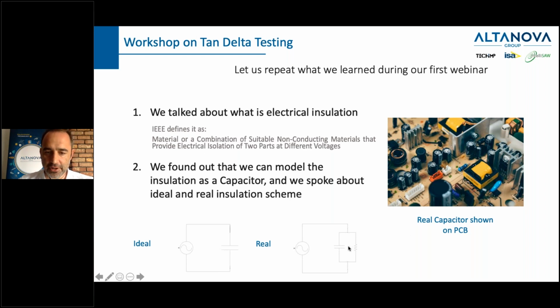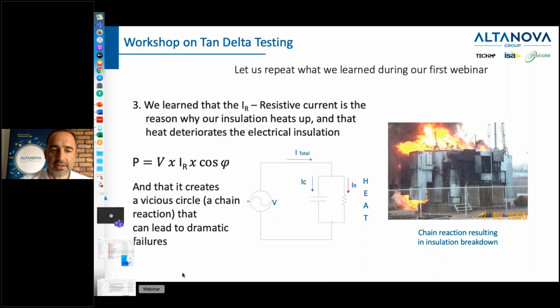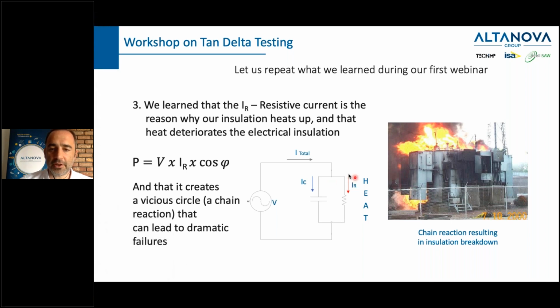Now we see here that the real capacitor also contains a resistor connected in parallel to the capacitor, and we can see some capacitors on printed circuit boards. We also learned that the resistive current running through this particular asset is the reason why we have these issues. So the resistive current running through the resistor is the problem because it is in phase with voltage, which in turn creates heat. And the heat creates a vicious circle, a chain reaction, that can lead to some dramatic failures. And dramatic failures can result in a fully blown explosion of a power transformer.